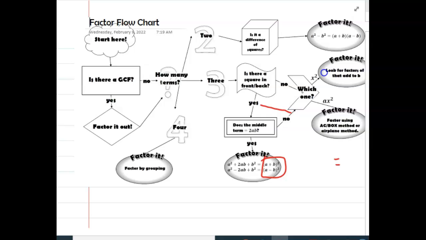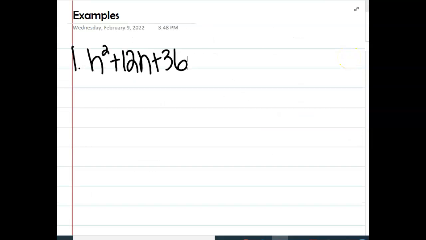Then when you count the terms, I have 3 terms: h squared, 12h, 36, right? As soon as you have 3 terms, what you're going to check is whether there is a square in front, h squared, I can actually see that square, and a square in back, something times itself that can give you 36. If you can say yes to that, what you're trying to check is whether maybe it was a quantity squared. So you're trying to figure out, is there something that I could multiply out to give me that back?